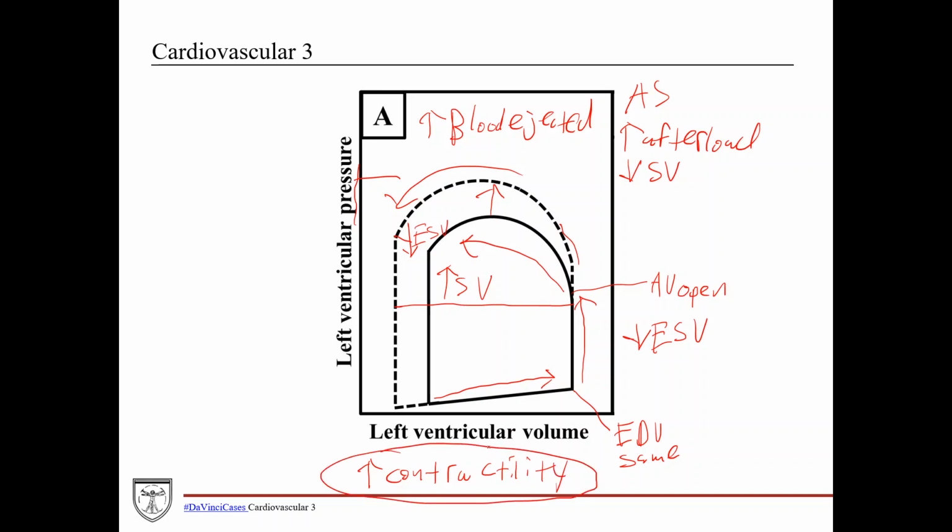And during increased contractility, you have increased tension and increased pressure in the left ventricle, and as a result of that, you're able to eject more blood, and as a result of that, you have a decreased end systolic volume and an increased stroke volume.